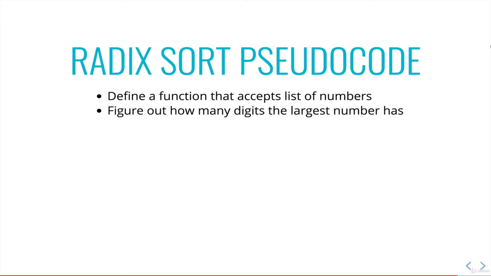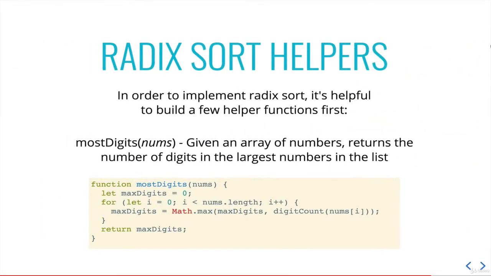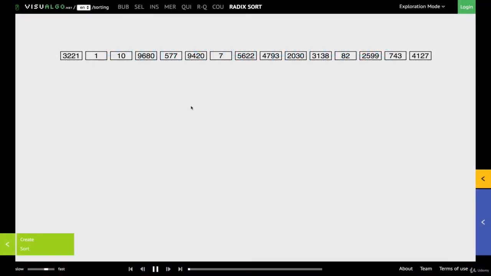Define a function that accepts a list of numbers, just call it Radix sort, something like that. And then the first thing we have to do is figure out how many digits the largest number has. Well, we just wrote that method, most digits. If we go back here, we need to figure out which number has the largest number of digits, or what is the largest number of digits in any of these numbers. And in this case, it's 4.